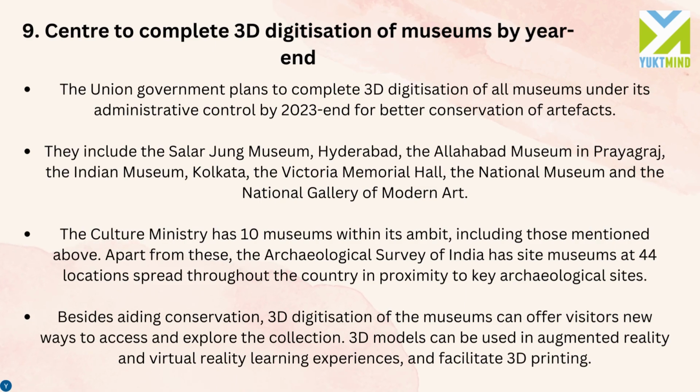9th news. The Union government plans to complete 3D digitization of all museums under its administrative control by 2023 end for better conservation of artifacts. Now, this news comes under the topic of e-governance in GS paper 2. The Culture Ministry has 10 museums within its ambit. Apart from these, the Archaeological Survey of India has site museums at 44 locations spread throughout the country.